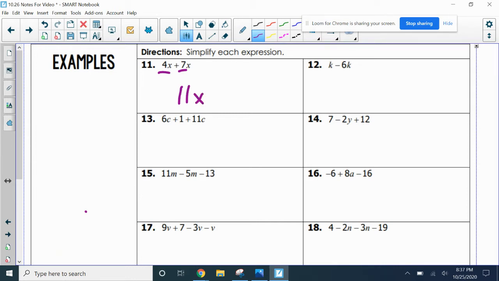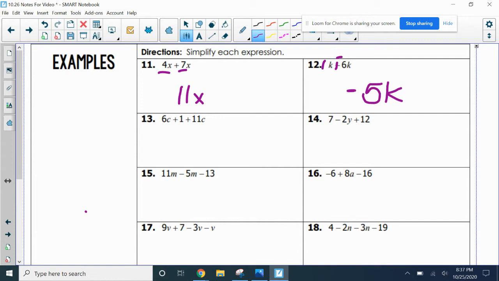On this next one, I have k minus 6k. So again, plus a negative, and then it's just like regular. We know there's an assumed 1. So I have a positive 1 and a negative 6. Think back to our integer rules. Positive and negative, we're going to subtract and keep the bigger sign. So 6 minus 1 is 5. Keep the k, and negative 6 is bigger than positive 1, so negative 5k.